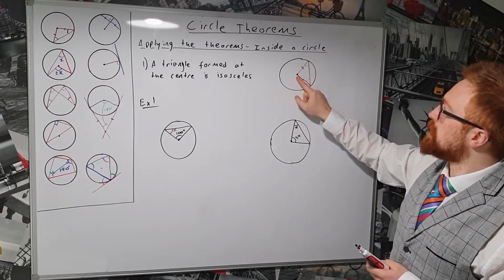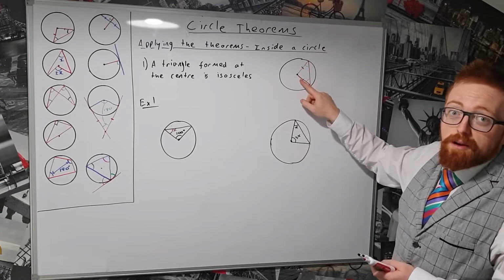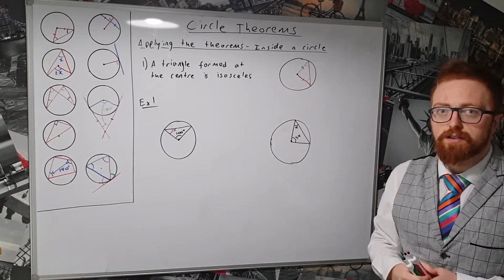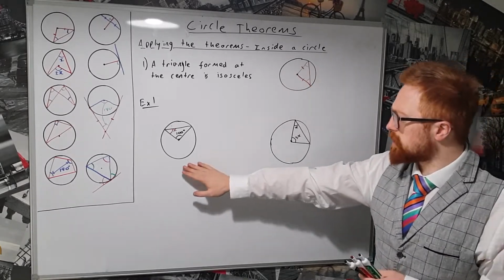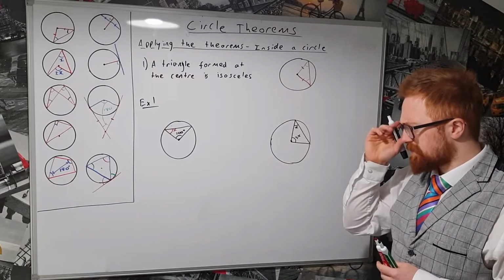And that's simply because the 2 legs of the triangle are radii, and because they're both the radius of the circle, they're both the same length, which gives us this nice isosceles triangle. So let's look at a couple of examples where we're going to apply this circle theorem.